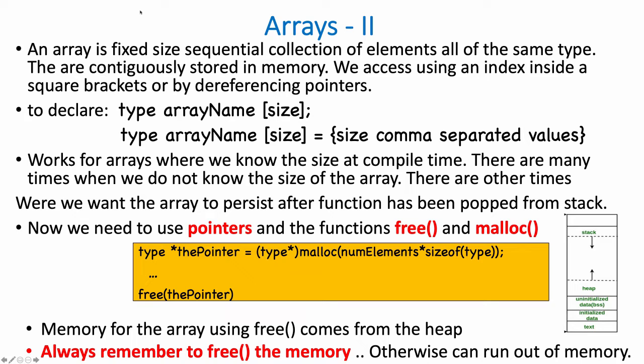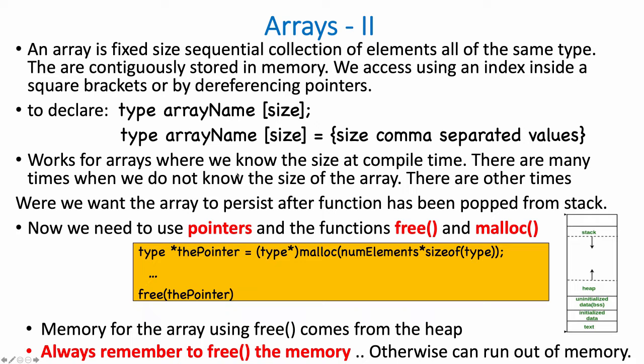To declare arrays where we know the size at compile time, we use the following notation. We give it a variable name, associate it with a specific type, and then we specify the size inside the square brackets. If we need to initialize the array, we can use a comma-separated list of values inside curly braces.